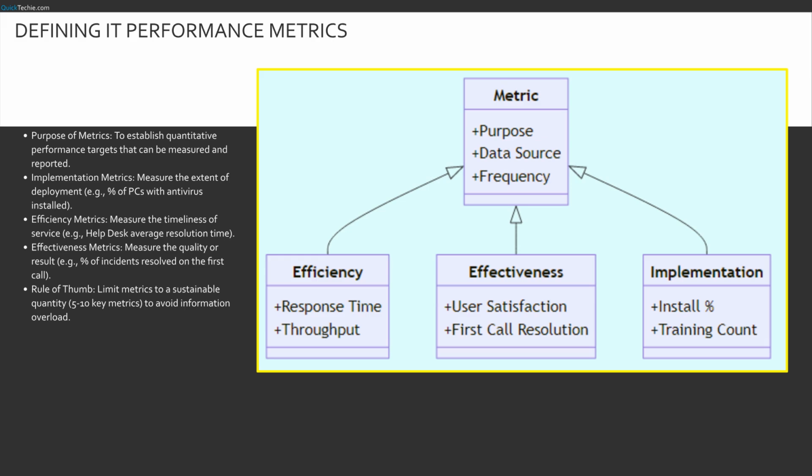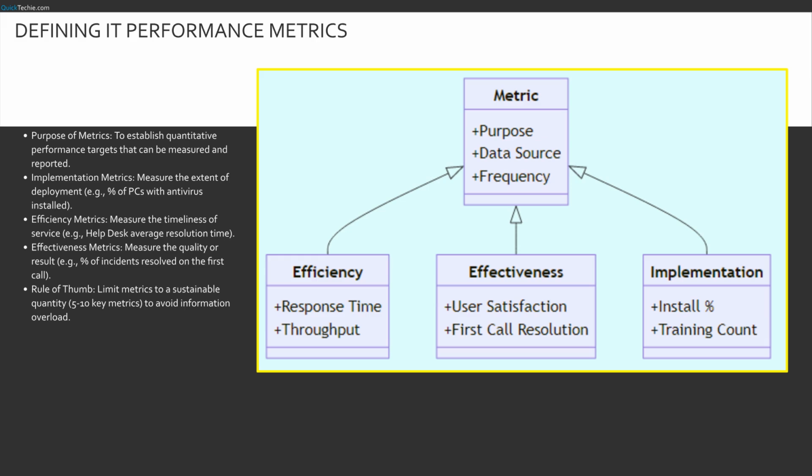Effectiveness metrics measure how well we actually fixed the problem, or whether the user had to call back 3 times. As an auditor, you should look for a balance of these. Also, beware of metric overload. It is better to have 5 to 10 meaningful metrics that are actually reviewed than 50 metrics that are ignored.